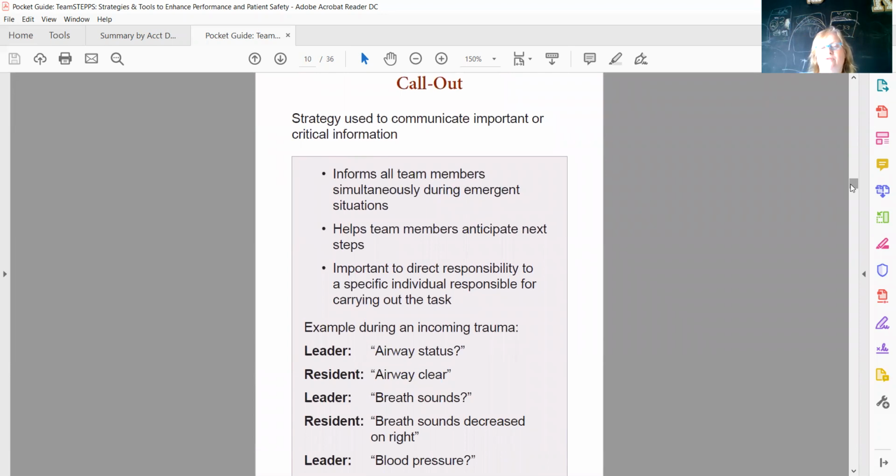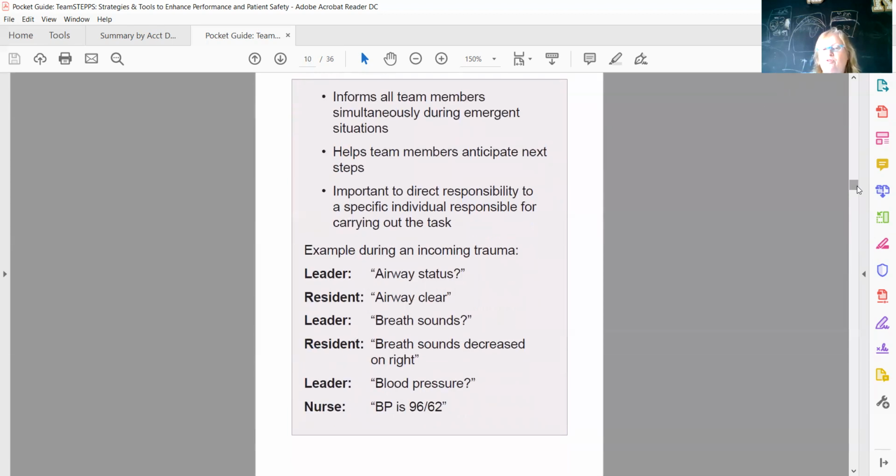Call out, so critical to use a call out process because all members of the team, when we use a call out process, are engaged in the same way in hearing what is happening, listening to what is happening, and ensuring there is follow through. And so here's a really good example. You'll see a leader says airway status. The resident, who's a type of physician in training, says airway clear. Leader says breath sounds. Resident says breath sounds decreased on right. Leader says blood pressure, and the nurse responds blood pressure is 96 on 62. So there is that consistent call out response. So important and brings clarity.